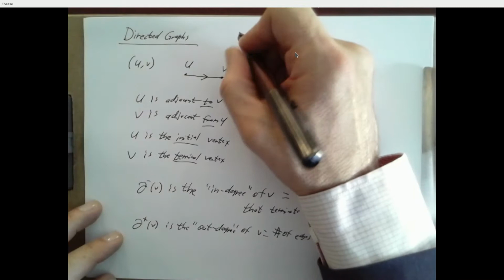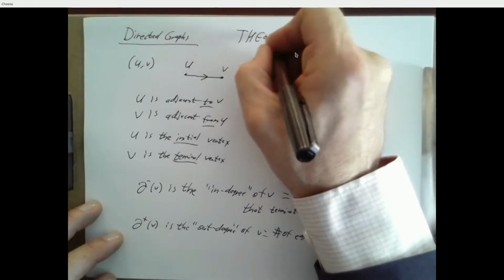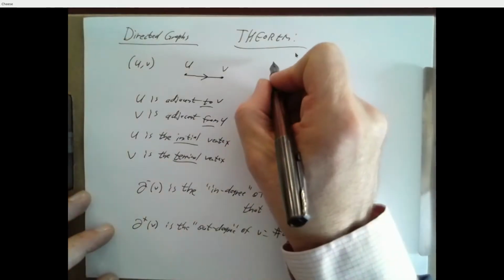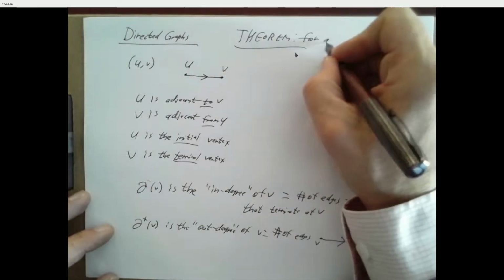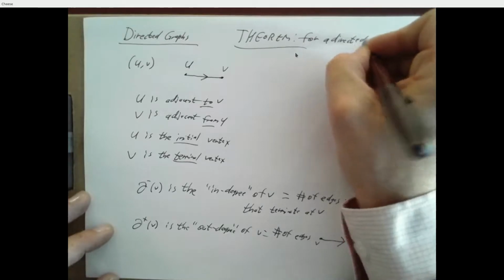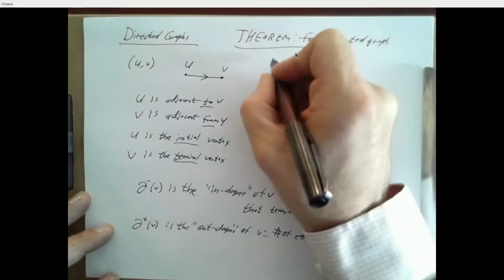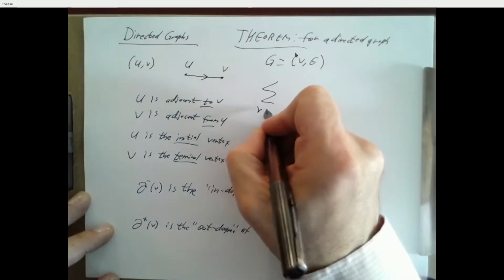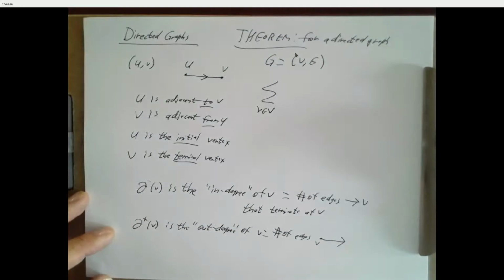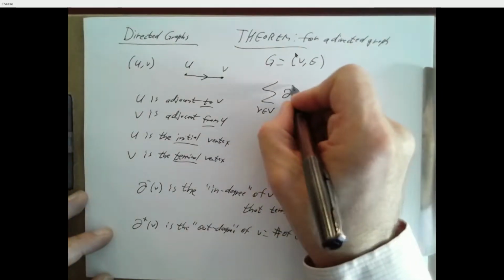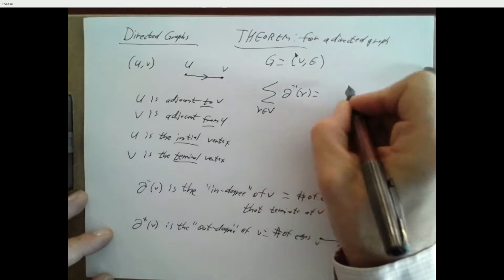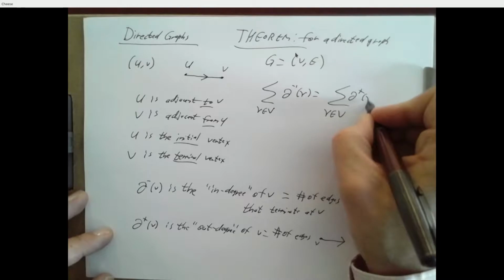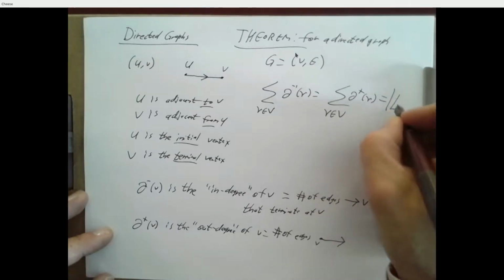And so here's the corresponding theorem. For directed graphs, so for a directed graph, G equals VE, the sum over all vertices in V of the in degree is the same as the sum of the out degrees, which is the same as the number of edges.